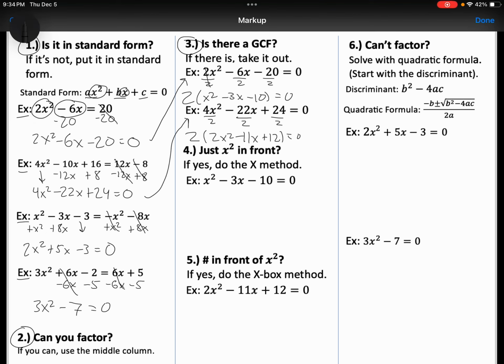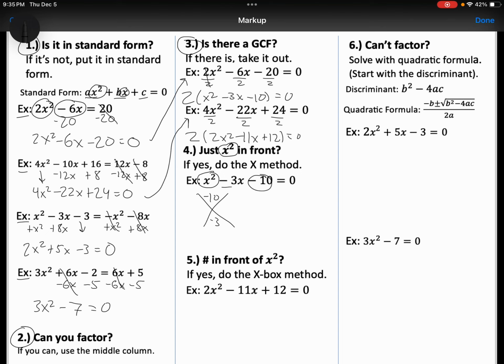So once we have taken out the greatest common factor, we can factor them using the x method or the x box method. We will use the x method if we have just x squared in front. So like this one, we have x squared minus 3x minus 10. Just x squared is our first term, so we can use just the x method, where the last number goes on top, so negative 10 goes on top. The middle number, negative 3, goes on bottom.